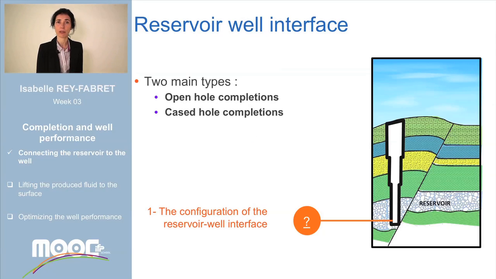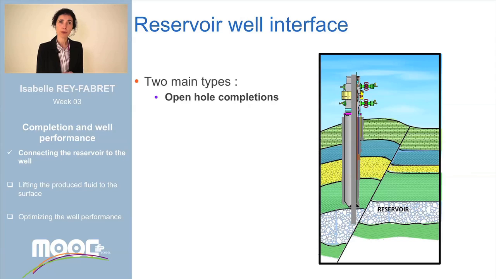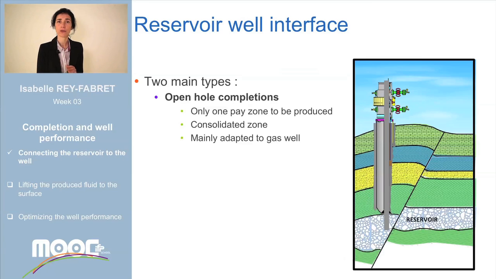Let's focus on the well-reservoir interface. There are two kinds of connection design: open hole completion or cased hole completion. If an open hole completion is chosen, there is no casing installed at the end of the last drilling phase. The well remains directly in contact with the reservoir. Such a solution is well adapted in the case of well-consolidated reservoirs, when the well produces from one reservoir layer only. It is particularly well adapted for gas wells.